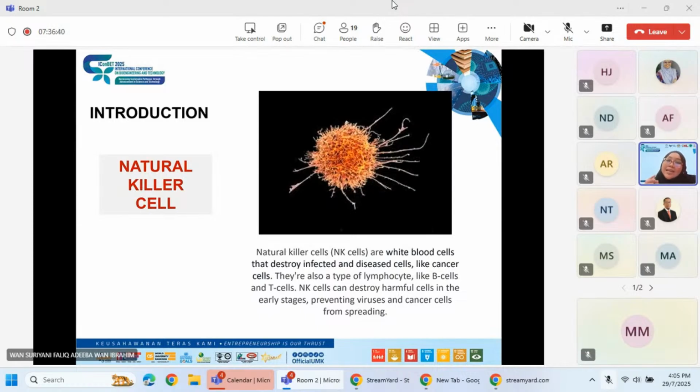So it's our aim to understand how we can boost these NK cells and help their role to fight cancer better. This is what I'm going to talk about today: natural killer cells. Natural killer cells are part of the white blood cells as well. As I mentioned, they destroy infected and diseased cells, such as cancer cells. It is a type of lymphocyte, like B cells and T cells, also preventing viruses and cancer cells from spreading.